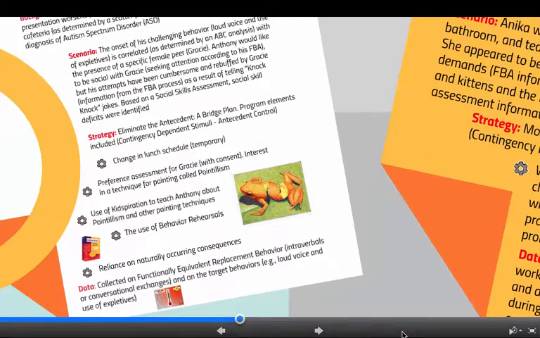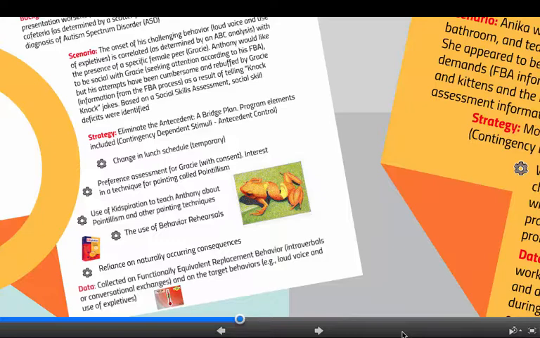What did we do? We changed the schedule, changed his lunch schedule. We needed to correct things fast. Gracie was becoming very intolerant. Other students were becoming very intolerant. Anthony was being stigmatized. He was being made fun of as a result. So this was a tremendous problem.